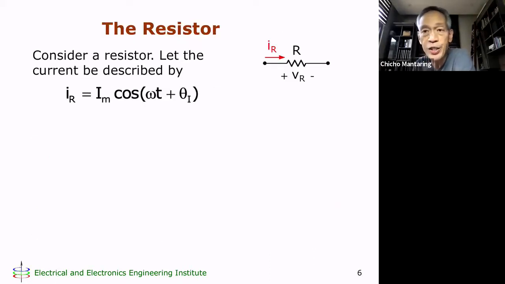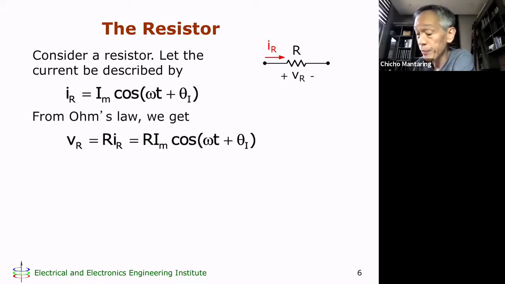Let's take each element one at a time. Let's consider a resistor. Let's assume that I have this current flowing through the resistor, again expressed in terms of amplitude I m. What will be the voltage across my resistor? The voltage across my resistor will simply be equal to R times i of t. So this is my voltage across the resistor: R Im cosine(omega t plus theta I).